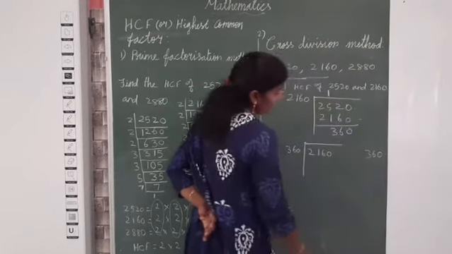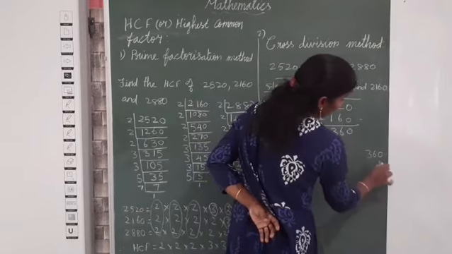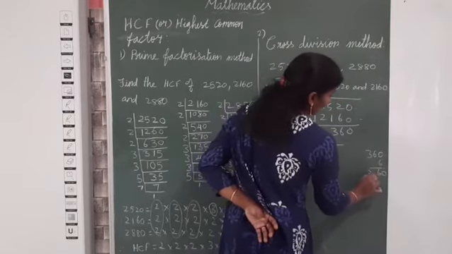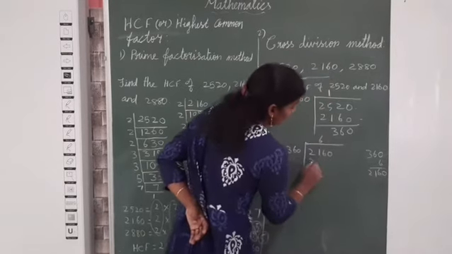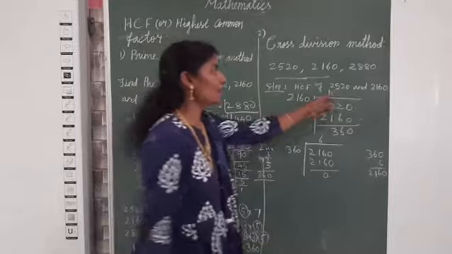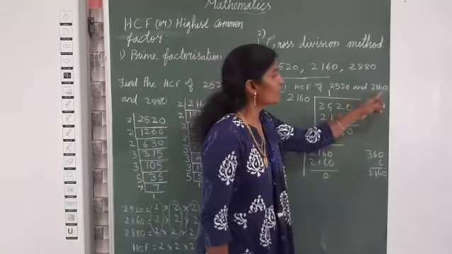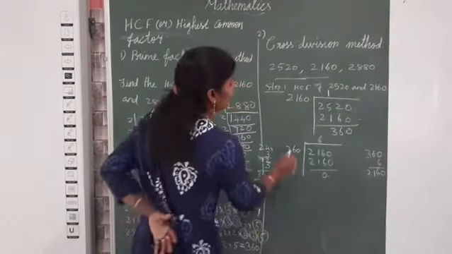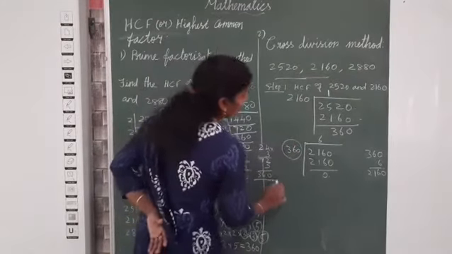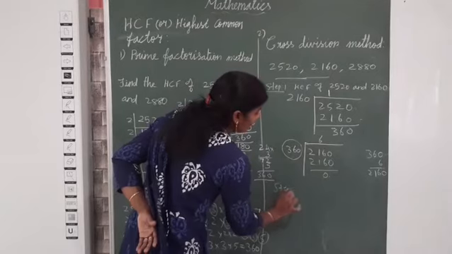Now here, how many times? 360, 6 times. 6 0s are 0, 6 6s are 36, 3 balance, 6 3s are 18 plus 3, 21. Yes, 6 times 2160, we get remainder 0. So, what is the HCF of 2520 and 2160? 360, isn't it?